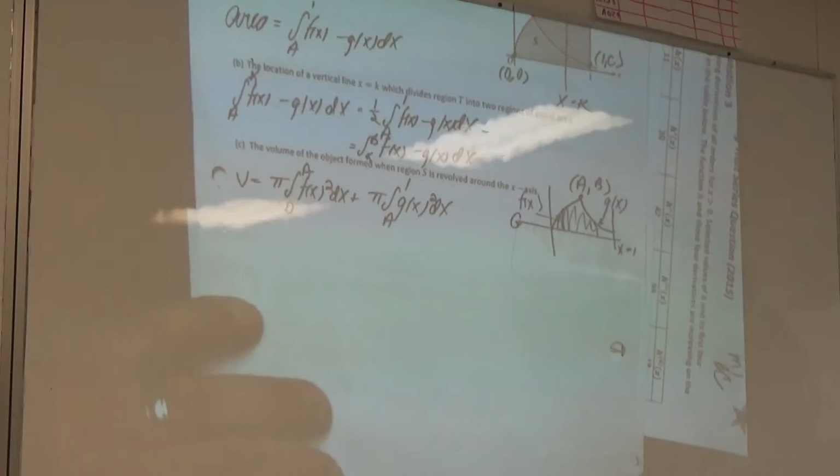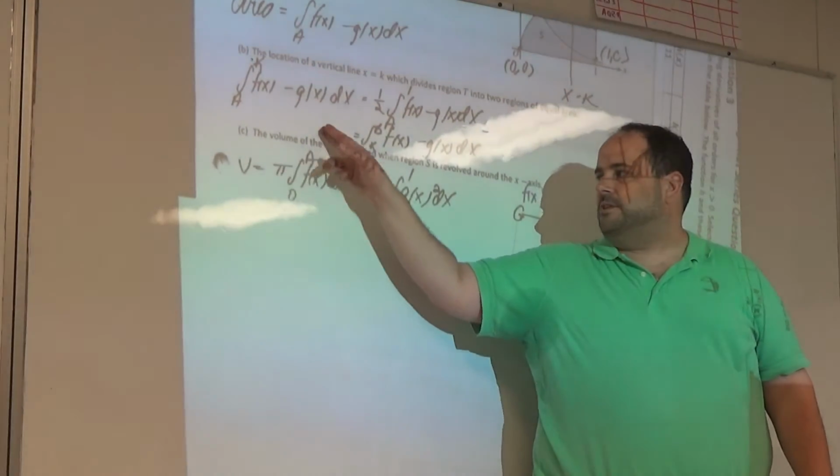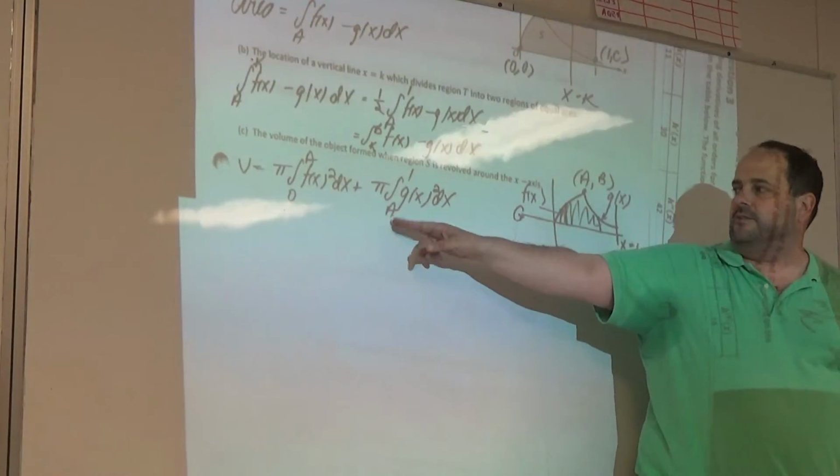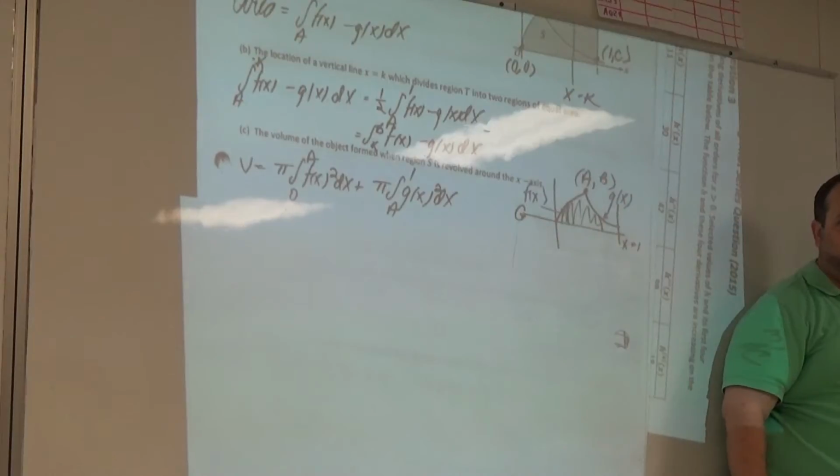Alright, part B, we already talked about part C. We've got two different integrals: pi integral 0 to a of f of x squared dx plus pi integral a to 1 of g of x squared dx. That might be a 2 or 3 point question in the free response.